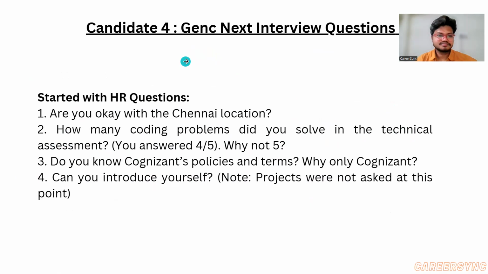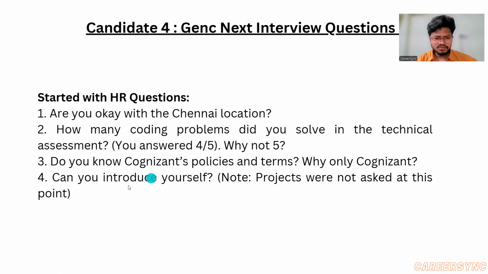Now the last one. We started with HR questions. As you can see, are you okay with the Chennai location? How many coding problems did you solve in the technical assessment? You answered four. Why not five? Means he was asked by the interviewer. So you have to prepare it.